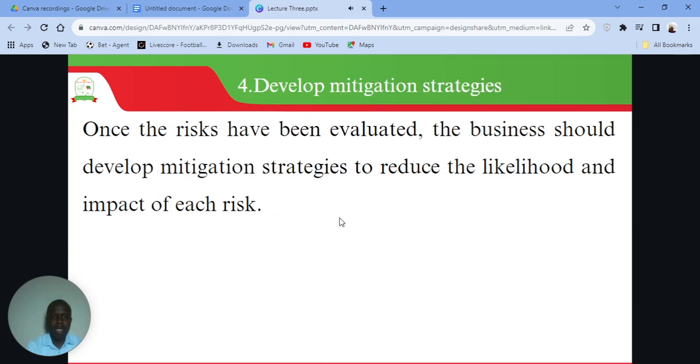The other step is to develop mitigation strategies. I remember saying that mitigation is all about putting in place activities to prevent the risk from occurring. So once you do the evaluation, you come up with strategies that are going to reduce the likelihood of the risk. Of course, we also talk about other strategies like insurance, ensuring that in case of that particular risk taking place, we can get paid through the insurance.